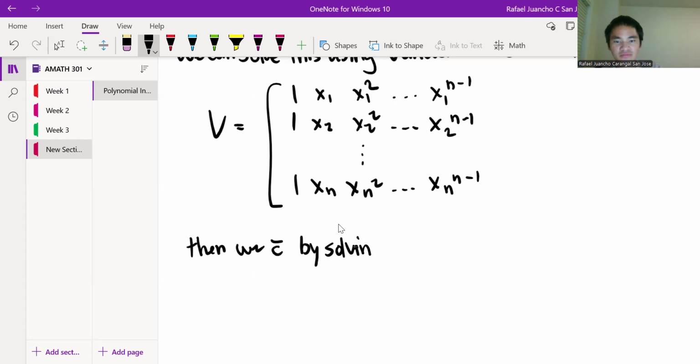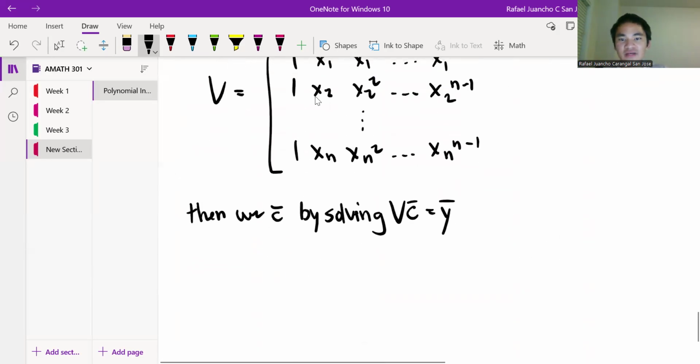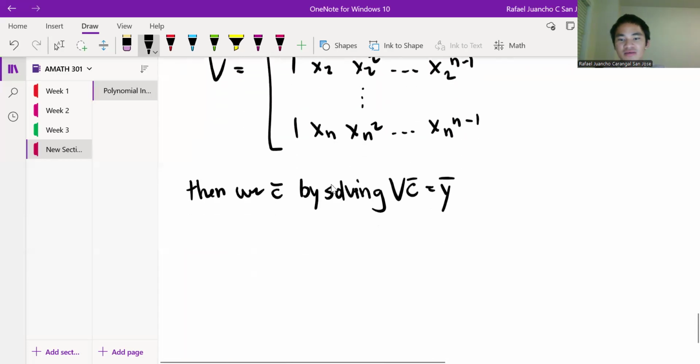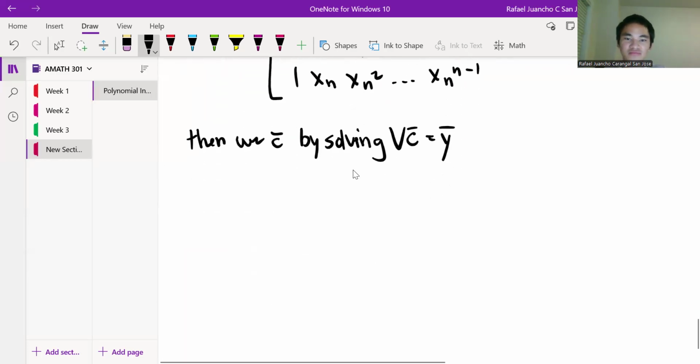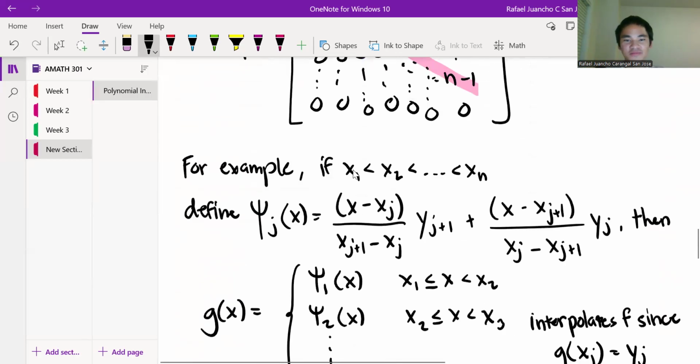How do we do it? Well, we solve our matrix equation. This Vandermonde matrix times C is Y. We have our Y. We have our Vandermonde matrix. Then we solve it using decomposition, using iterative schemes, gradient descent. And yeah, that's how we're able to do it.